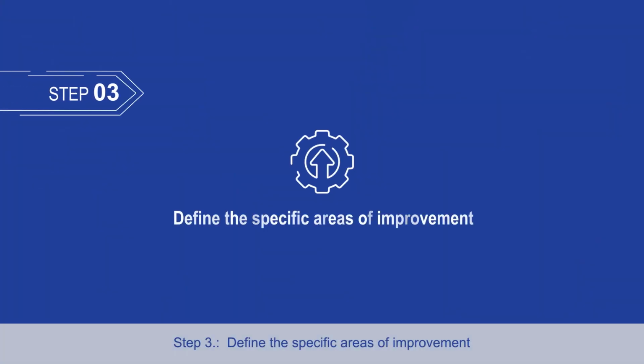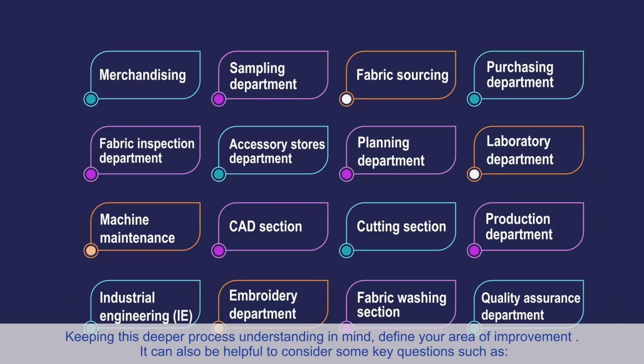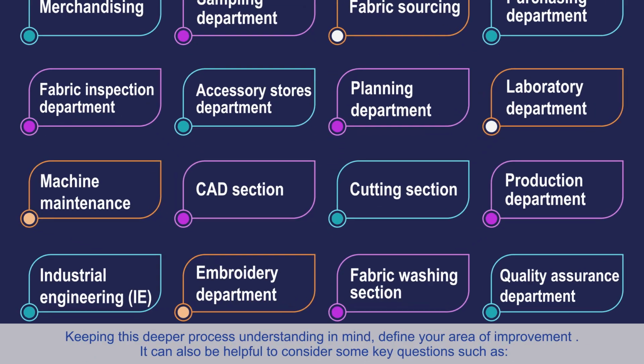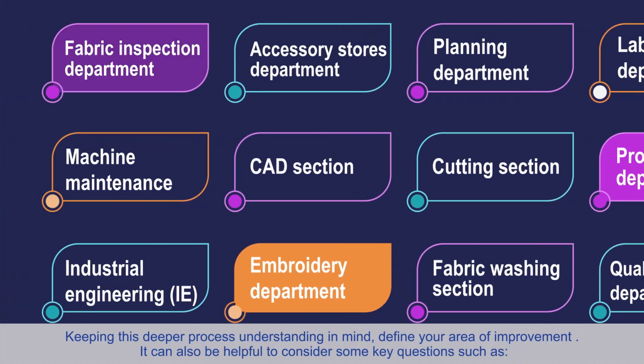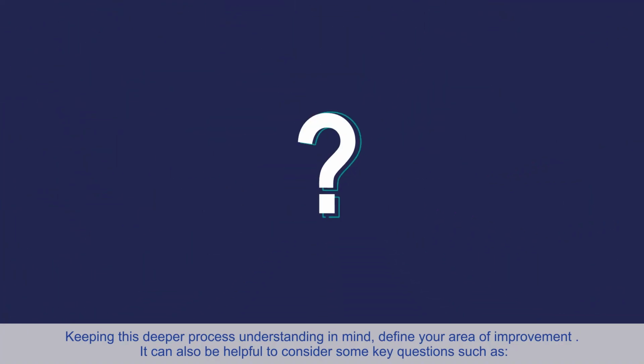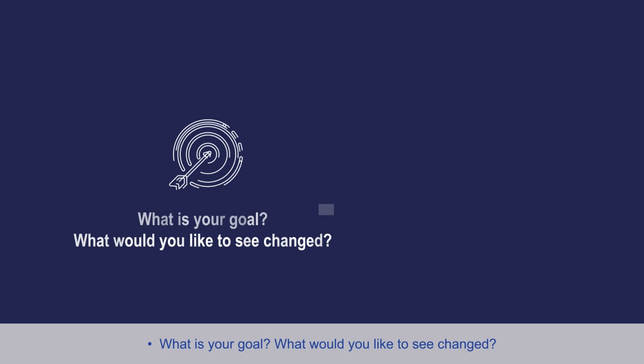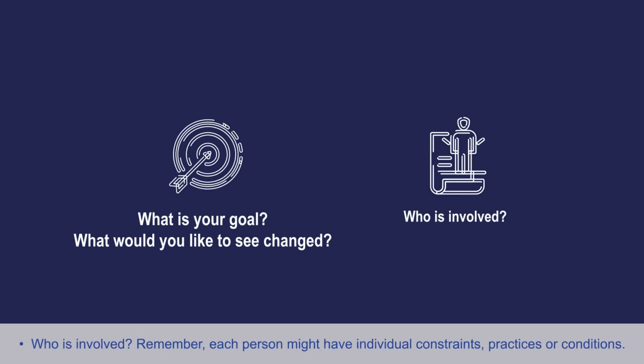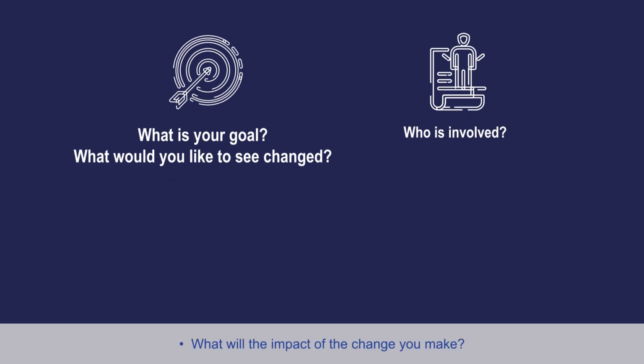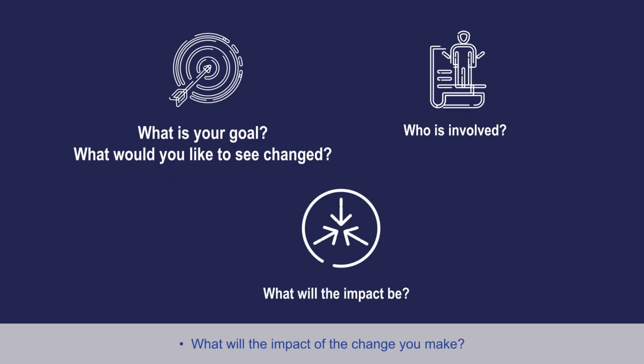Step 3. Define the specific areas of improvement. Keeping this deeper process understanding in mind, define your area of improvement. It can also be helpful to consider some key questions such as, what is your goal? What would you like to see changed? Who needs to be involved? Remember, each person might have individual constraints, practices, or conditions. What will be the impact of the changes you make?